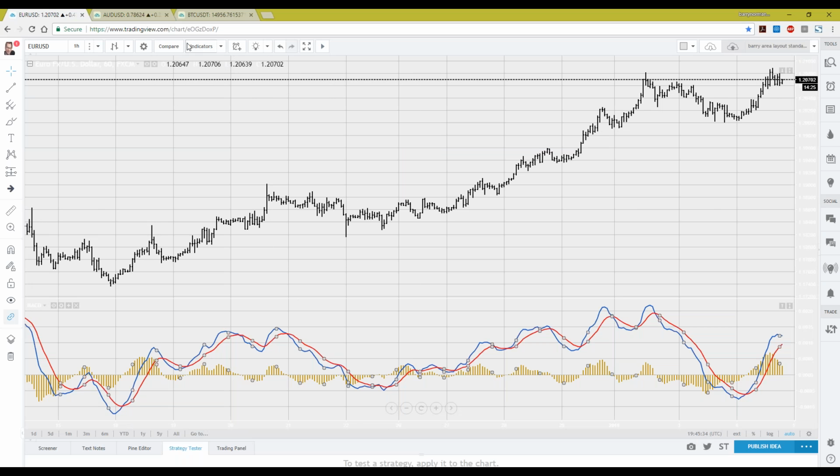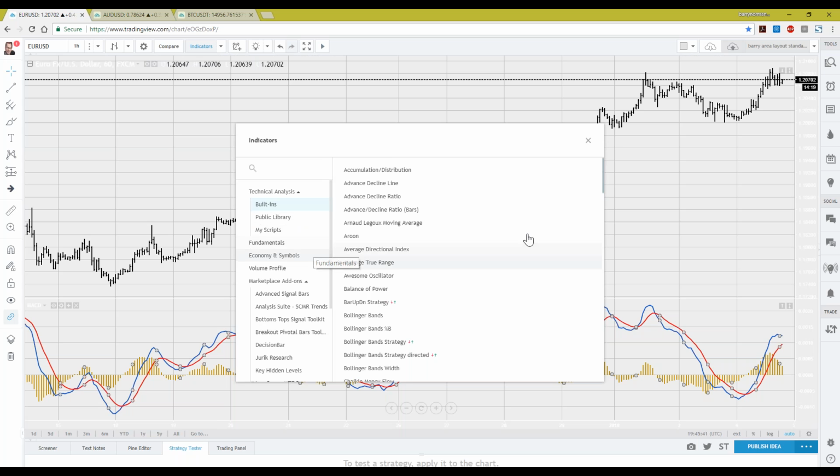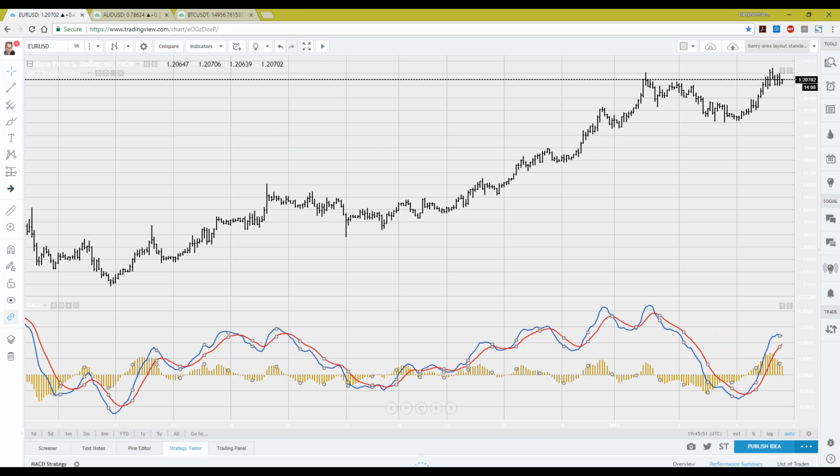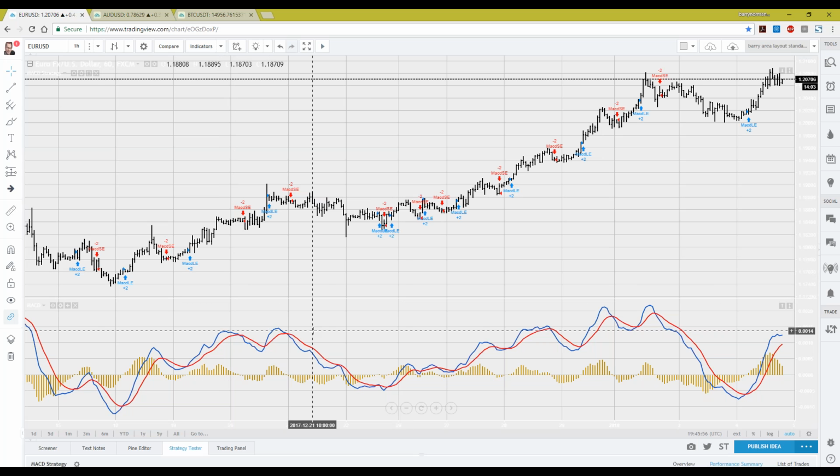But now many charting services offer the MACD strategy, which is the standard Gerald Appel strategy. And we can scroll down here on TradingView and locate the MACD strategy. Just click on it. It just takes a second. And what it's doing is simply dropping our crossovers onto our actual charts.